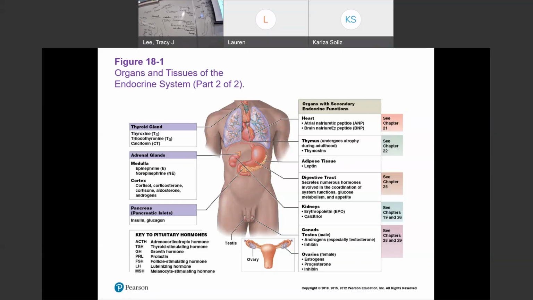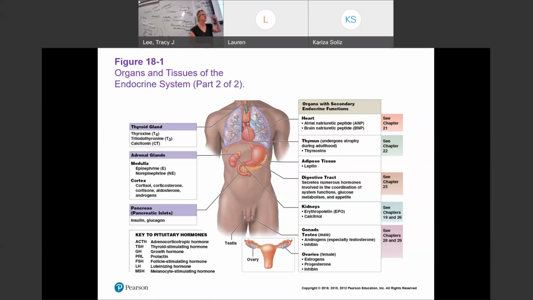So the heart, and we didn't even talk about the heart, but we will. It secretes ANP, BNP. These guys are going to help with regulation of blood pressure, so we're not blowing out arteries. Thymus, we talked about, it secretes thymosin. Adipose tissue secretes leptin. The digestive tract has a lot of hormones, and when we do the digestive system, you're going to have to learn all those.